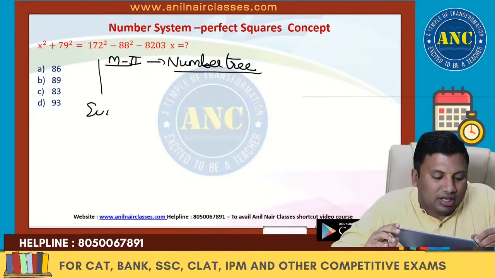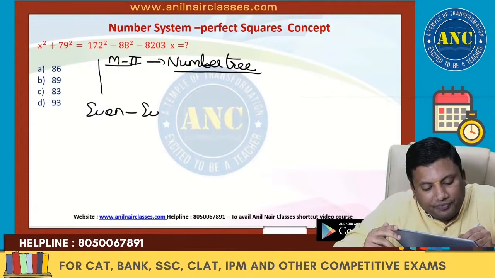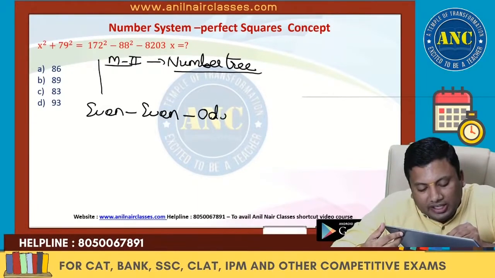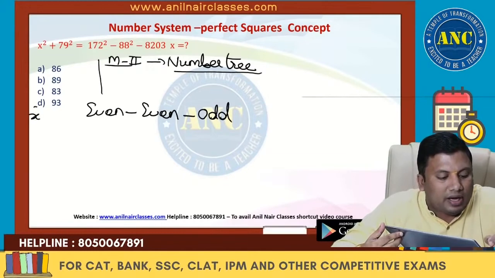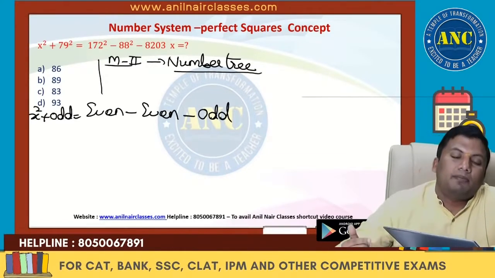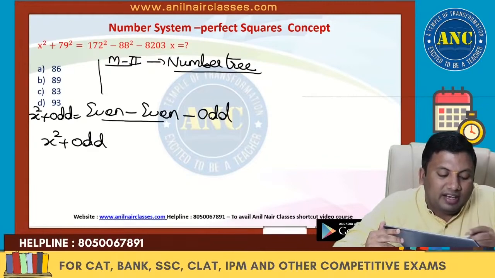172 is nothing but an even number. An even number on square is an even number. 88 is an even number. 8203 is an odd number. x square plus 79 is an odd number. An odd number on square is an odd number. So x square plus odd is nothing but even minus even is even.